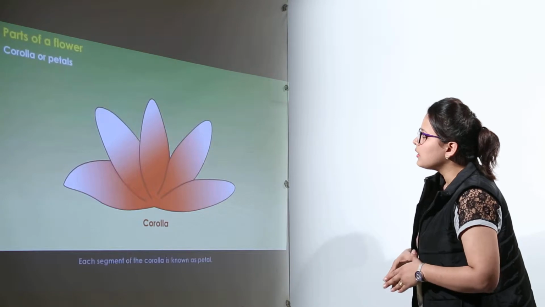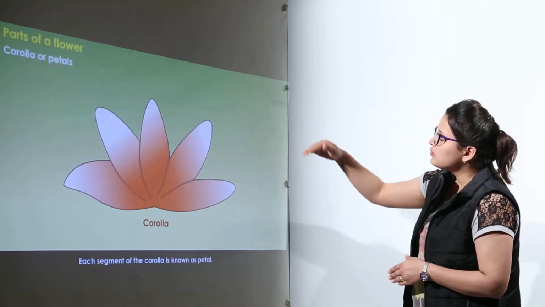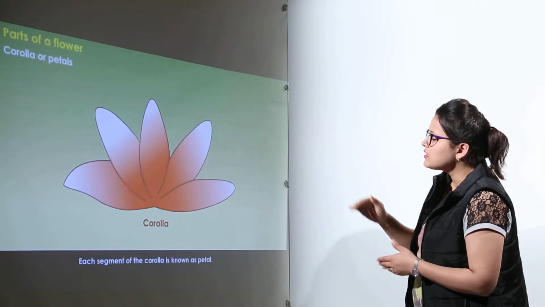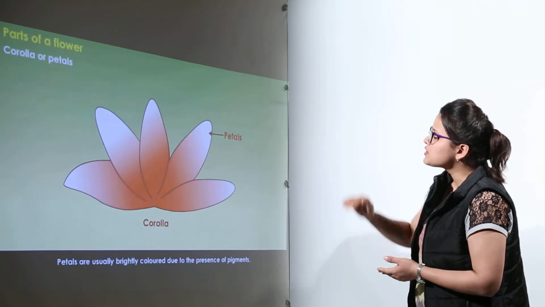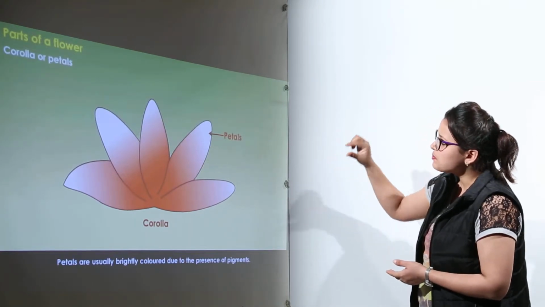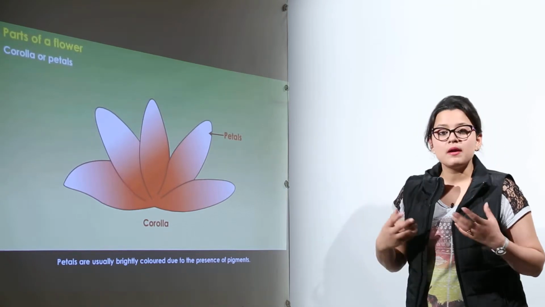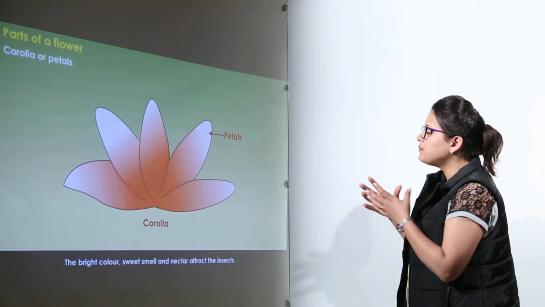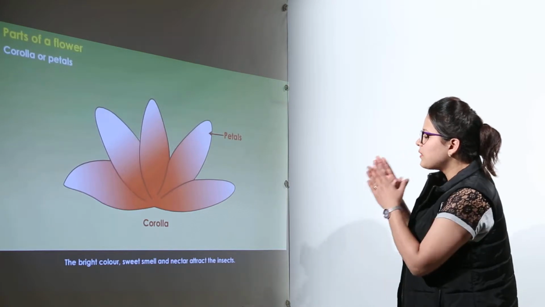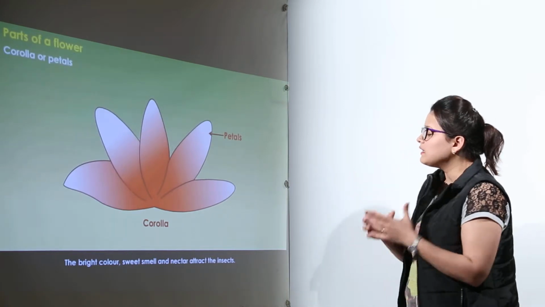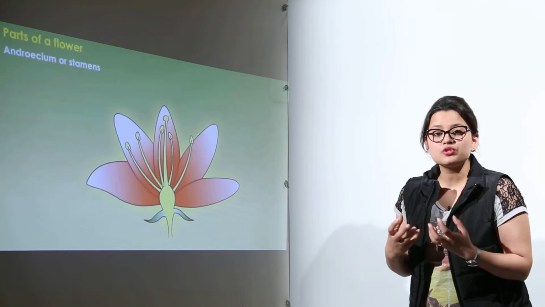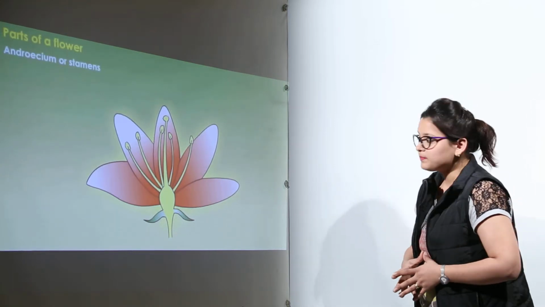Next we have the corolla or petals. The colored portion of the flower is known as the corolla. Each part of the corolla is known as a petal. They are usually very brightly colored due to the pigment present in them. The bright color, sweet smell and the nectar that they have are used to attract insects.